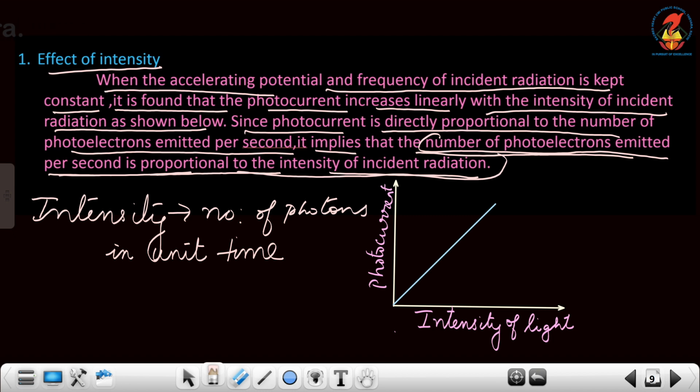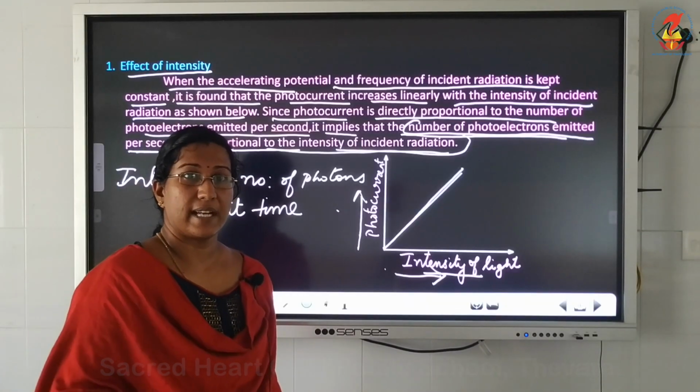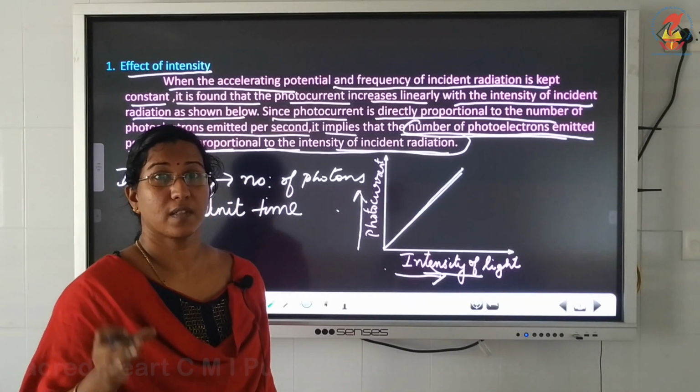So if we draw a graph of intensity of light versus photocurrent, we will get a straight line like this. So as the intensity of light increases, what happens? Photocurrent also increases. And in this experimental setup, what did they keep constant? They kept the energy or the frequency of the incident photon constant, and also the accelerating or external potential was kept constant.